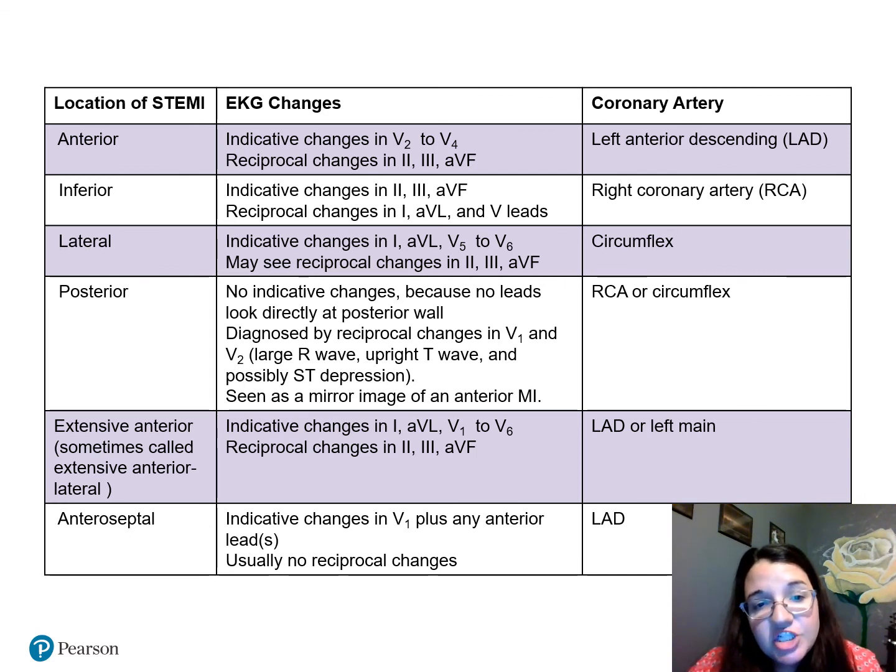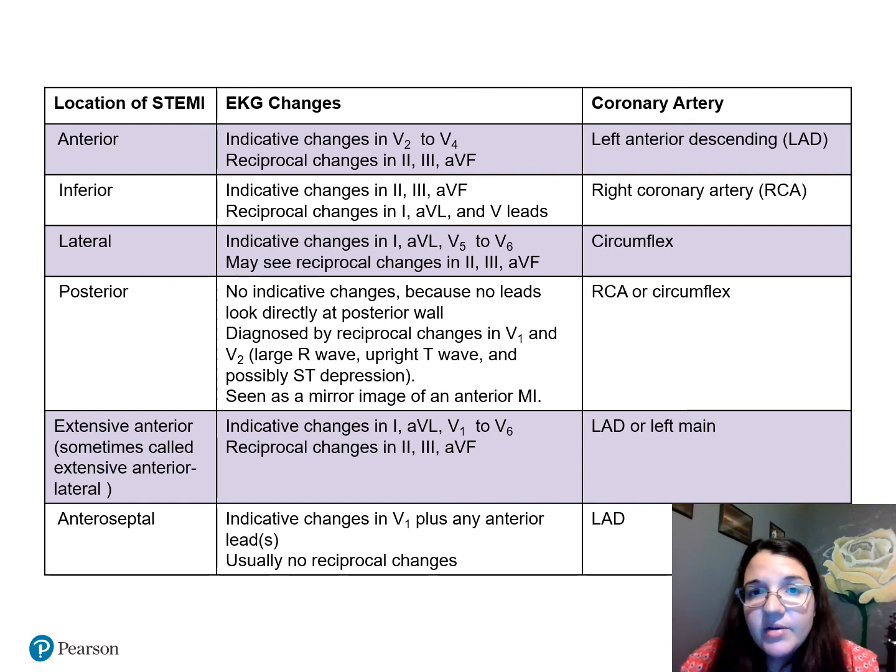The extensive anterior, sometimes called extensive anterolateral, is indicated by changes in lead 1, AVL, and V1 to V6, which means their reciprocal changes are going to be 2, 3, and AVF. The anteroseptal, we're talking about your septum, indicates changes in the anterior leads. There are usually no reciprocal changes, and it is fed by my LAD.